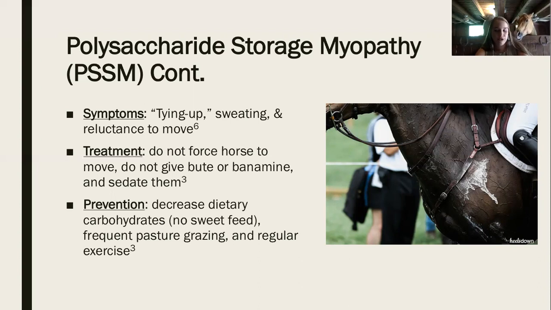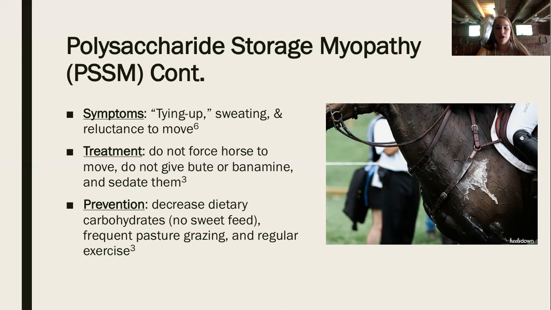To prevent episodes from occurring, you want to decrease the amount of carbohydrates in their diet, because since they're producing glycogen too much anyways, you don't want to feed them extra carbohydrates. You want to keep them on a pasture to graze whenever they want, because this frequent grazing will keep their glucose metabolism going. And regular exercise is also suggested to keep the glucose metabolism going.